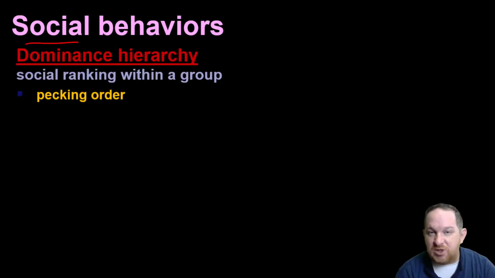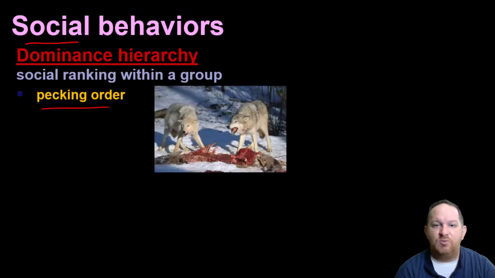Animals are also very social, or many animals, I should say, are very social. And so there are some interesting social behaviors or responses that we notice as well. One interesting one I find is this dominance hierarchy. So if you think about the pecking order, right? Social ranking within a group.